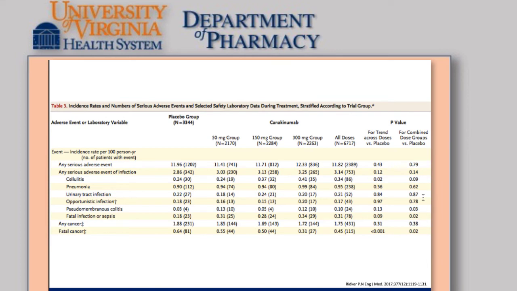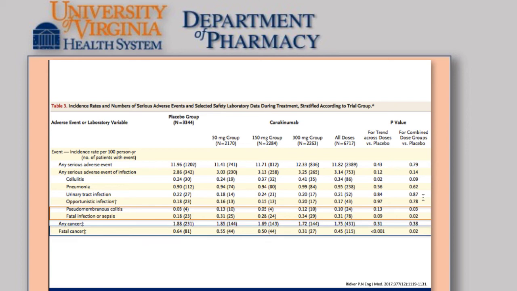Now, when we look at adverse effects, we know this drug is modulating inflammatory pathways, so we need to be a little bit more worried about other things that are going on. Unfortunately, they did see a high percentage of patients in the canakinumab group who experienced fatal infection or sepsis. This may be due to masking of certain signs of the inflammatory response. These patients may be less likely to have a fever or an elevated white count. On the flip side, we actually saw a reduced rate of fatal cancer in the canakinumab group. This is consistent with other studies looking at the role of interleukin-1 in the progression of lung cancer.